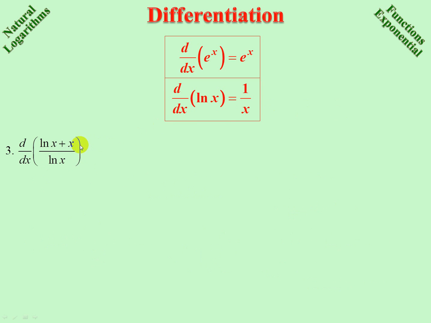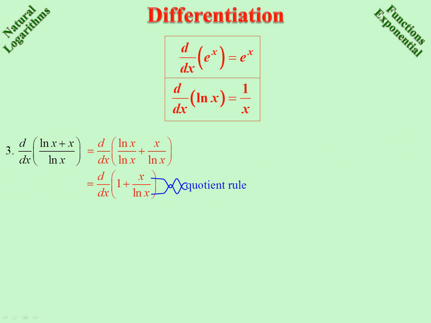Now this we could differentiate as a quotient rule as it is there, but remember that if we have a binomial over a monomial, it's probably easier to write each one separately over ln x, as I've done there. Because this is going to cancel and give us 1, and when we differentiate 1 we get 0. So we'll end up with just that. And that is a quotient rule.